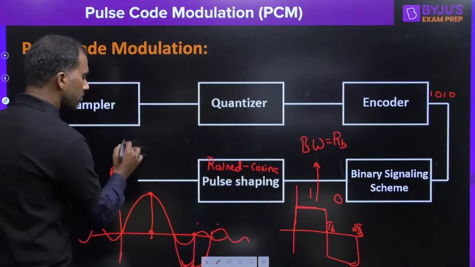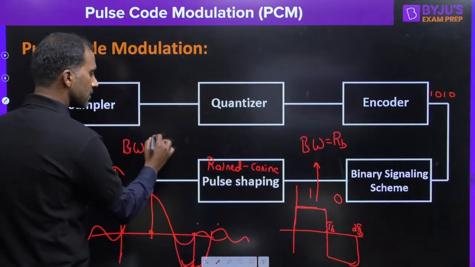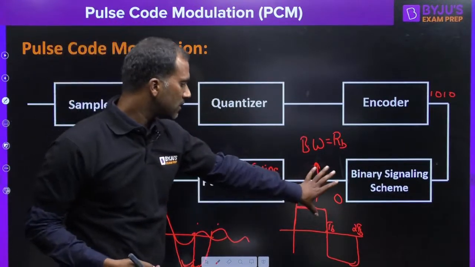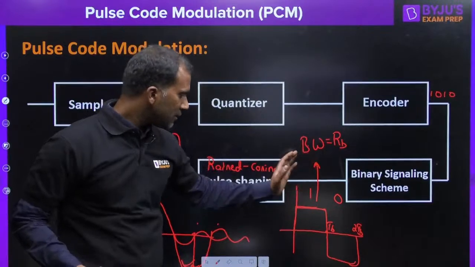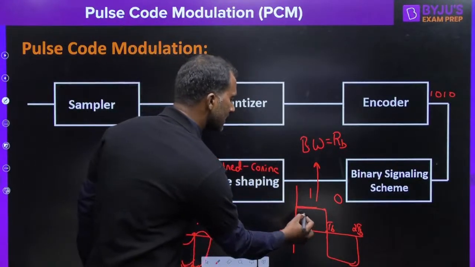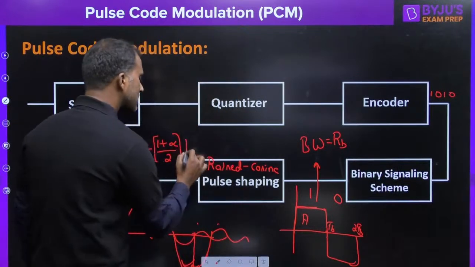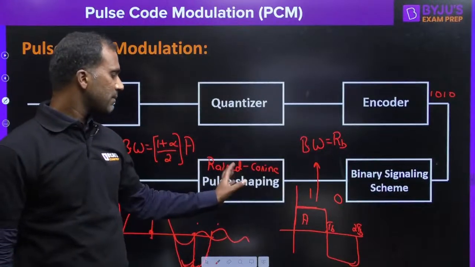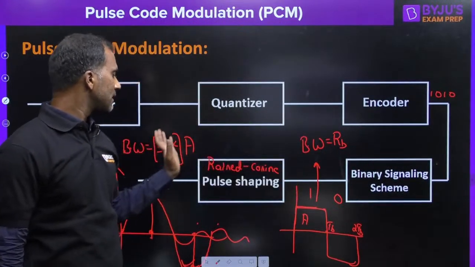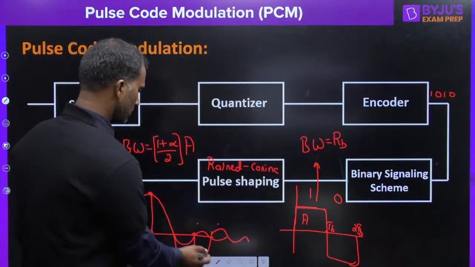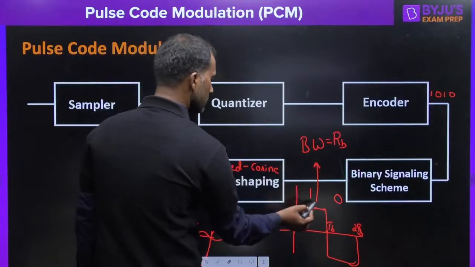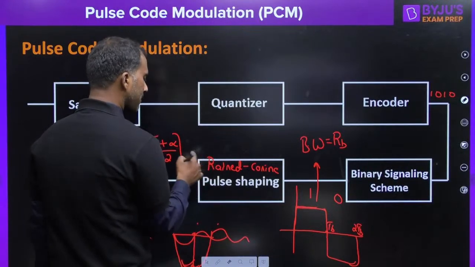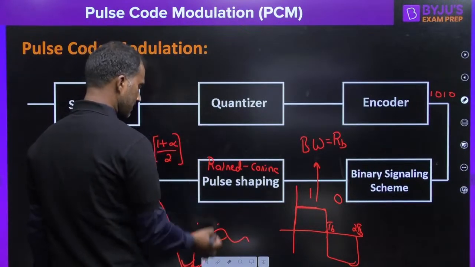And what is the bandwidth at the output of pulse shaping? The bandwidth is (1 plus alpha) divided by 2 times whatever the bandwidth is before pulse shaping, whatever signal you apply to the pulse shaping circuit. If the bandwidth is A, it will be (1 plus alpha)/2 into A. If the bandwidth is RB, it will be (1 plus alpha)/2 into RB. Because of pulse shaping, the bandwidth gets multiplied by the factor (1 plus alpha)/2.